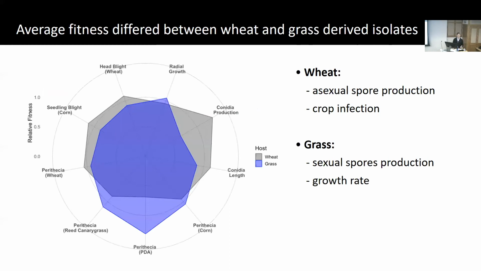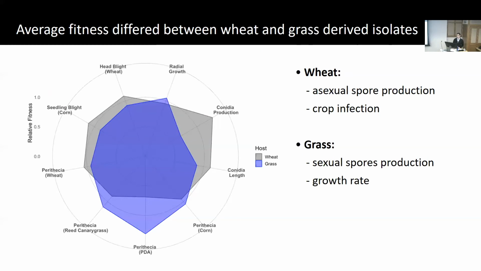We took a dozen isolates from wheat and a dozen isolates from grass spikes, all collected at the same field site, and we phenotyped them in 9 different experiments where we measured growth, reproduction on different substrates, and virulence on 2 crops. This radar chart displays the mean relative fitness of isolates from both sources, and each spoke on the wheel just marks a different experiment.